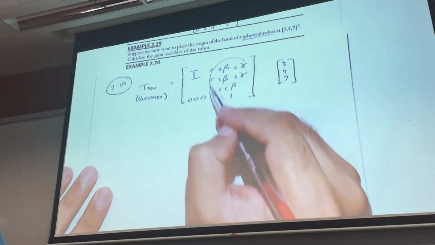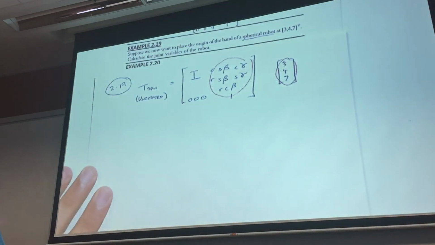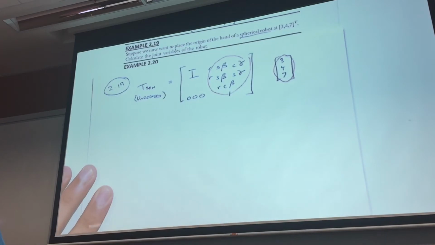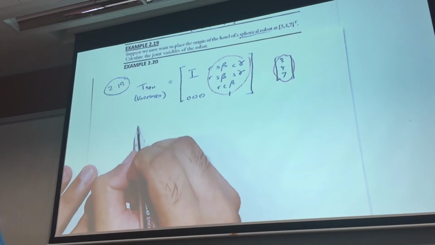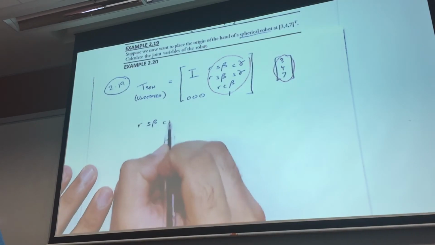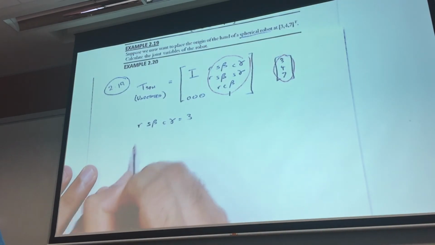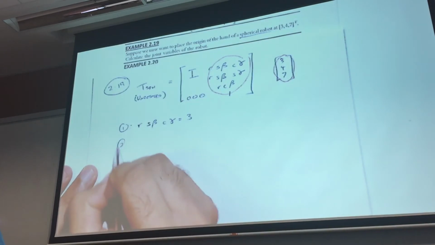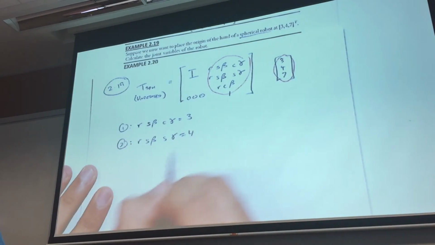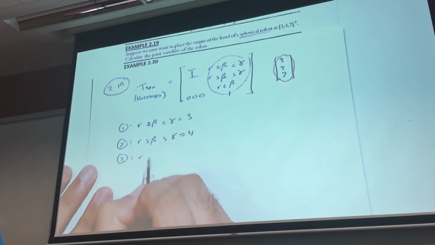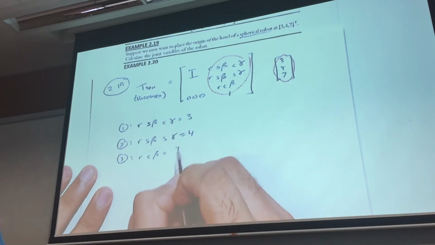So I will compare these three terms with these three terms. So you will have R sine beta cosine alpha equals 3, your first equation. Second equation will be R sine beta sine gamma equals 4. R cosine beta equals 7.